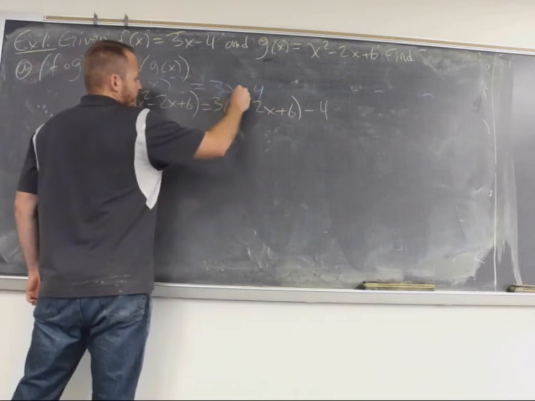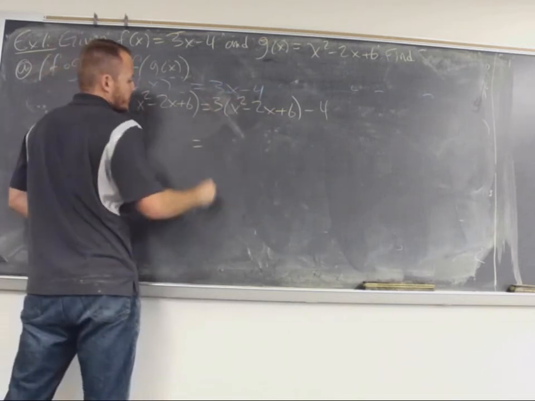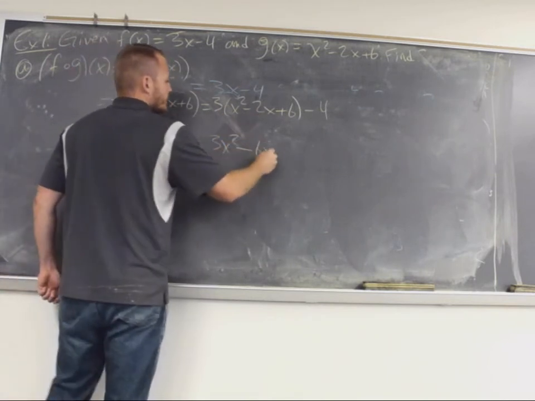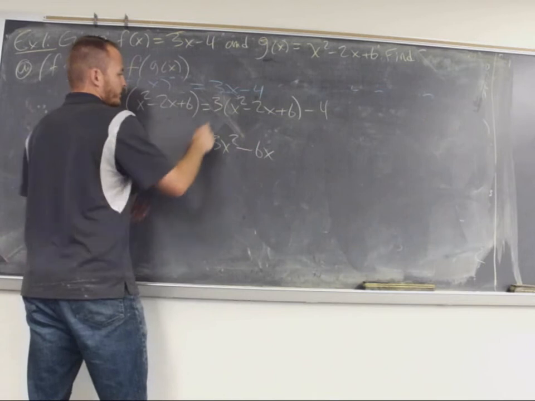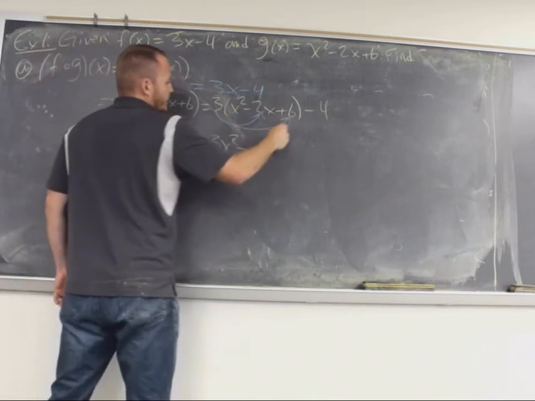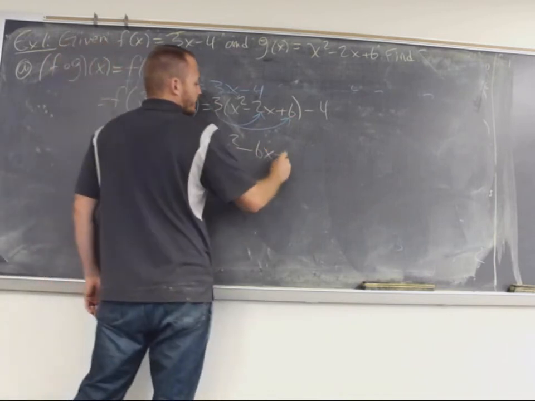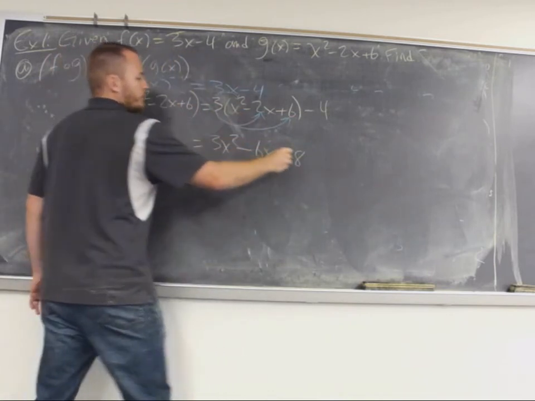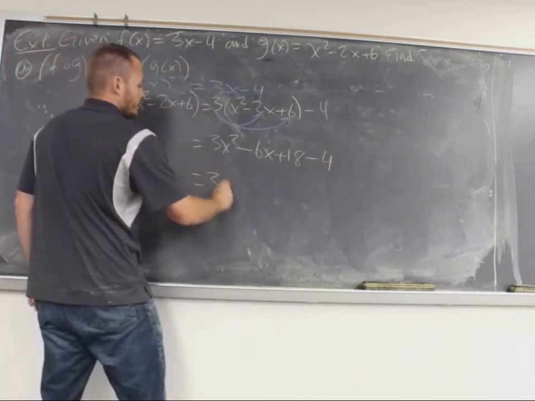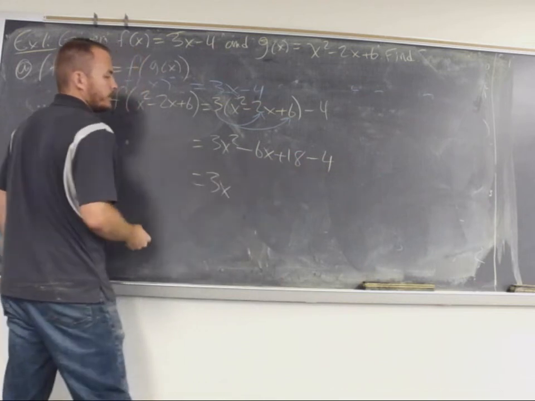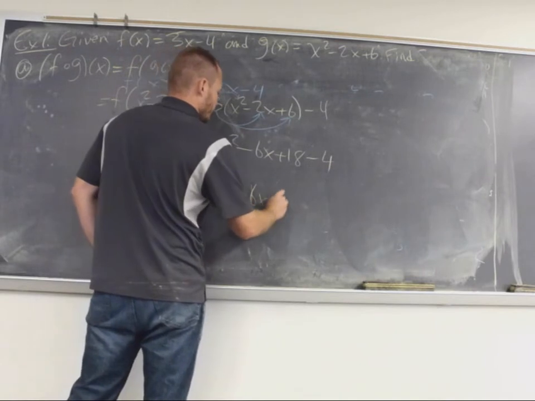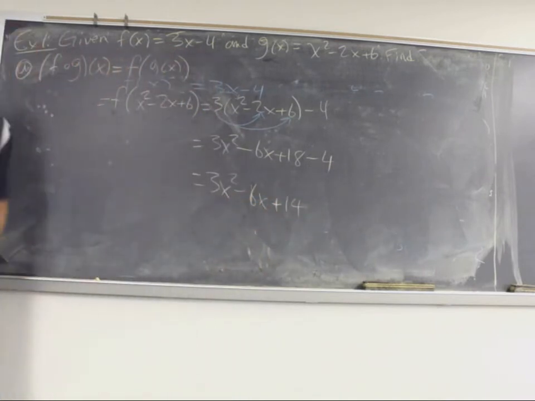So 3 times x squared is 3x squared. 3 times negative 2x is negative 6x. Let me draw it out here. 3 times negative 2x is negative 6x. And 3 times 6 is 18, so plus 18. And then that minus 4 is still out there. And then just combining like terms, 18 minus 4, and then we're done. And that would be your answer here.